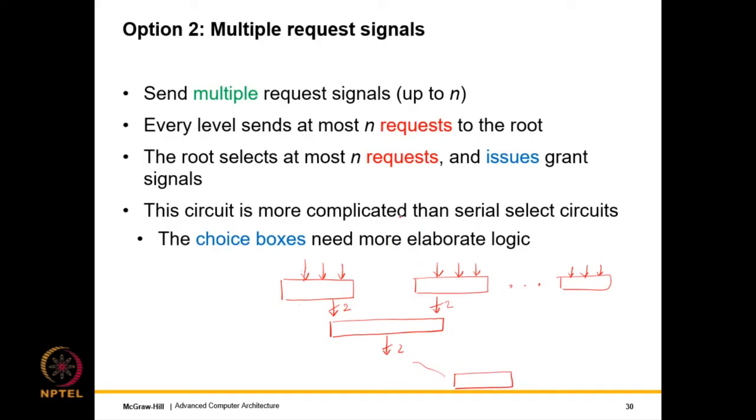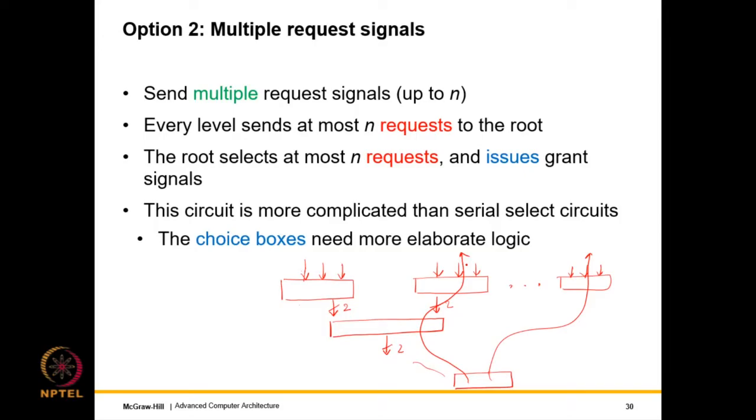So what I say is that we can generalize this. Every level sends at most n requests to the root. The root will ultimately select at most n requests and issue grant signals, where one grant signal might go this way, another might go that way. It doesn't matter. But at most n requests will be granted. So this, in a certain sense, is faster than the design shown in the previous slide.